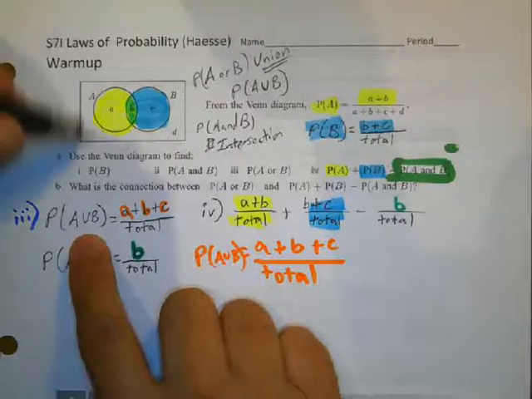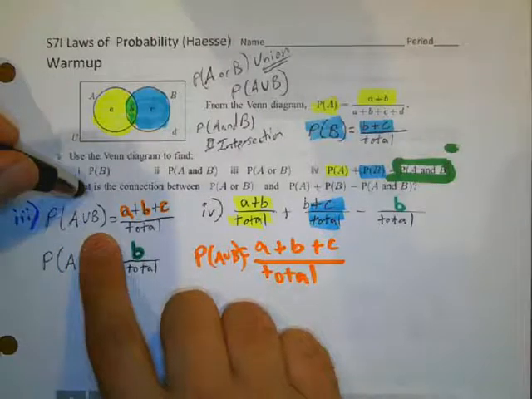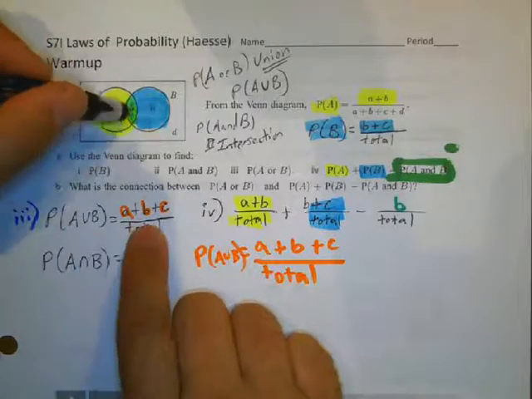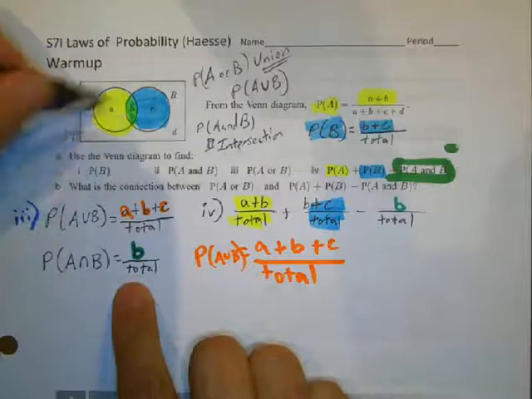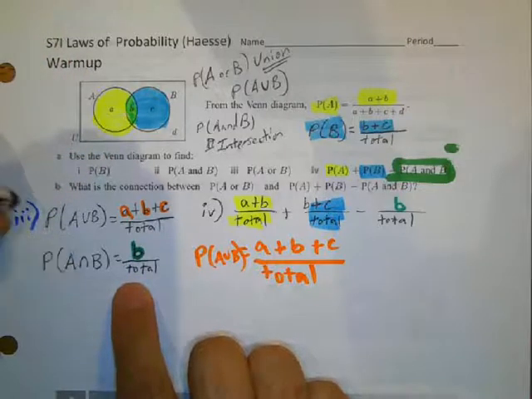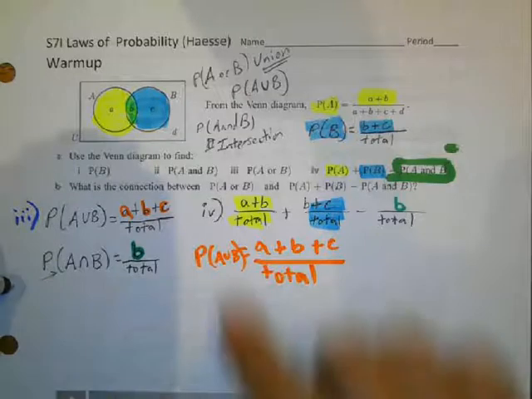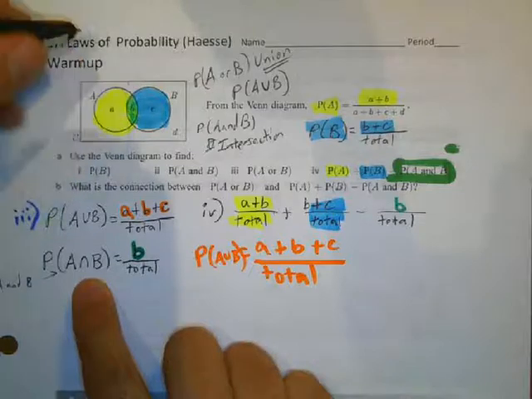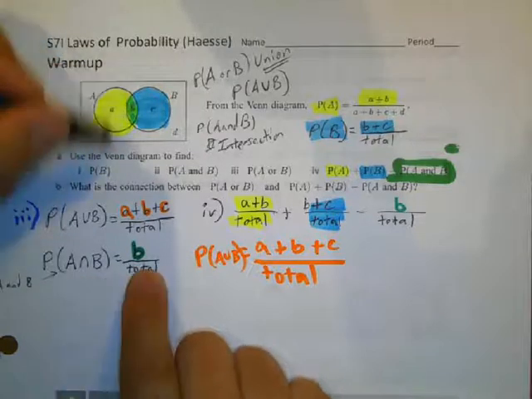The probability of the union A and B is we've got to be in regions a, b, and c, these lowercase a, b, and c. Now the intersection, when we have intersection, it means "and." So A and B is only the part that overlaps, which is b, over the total.